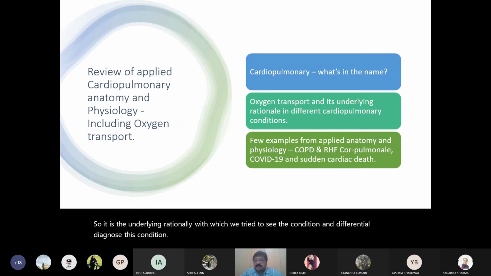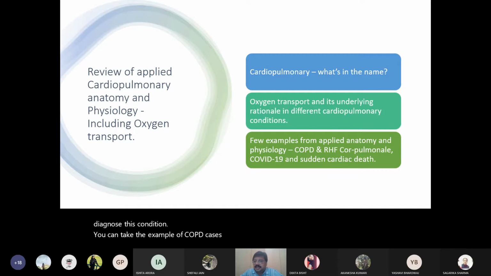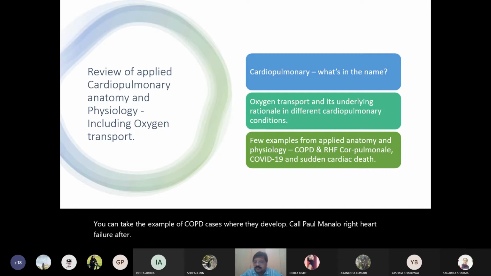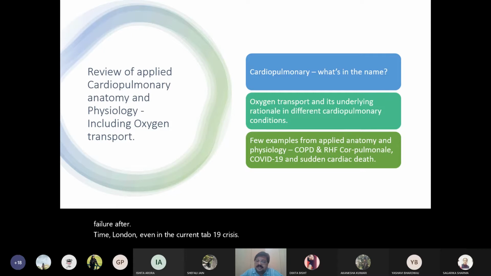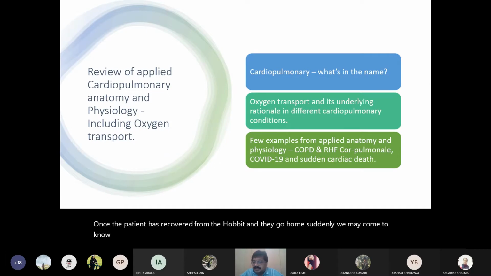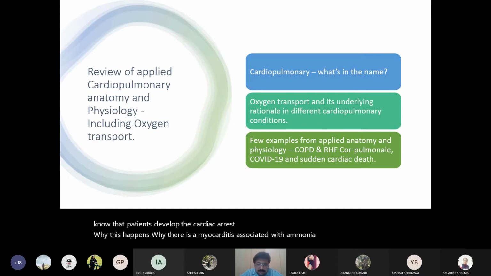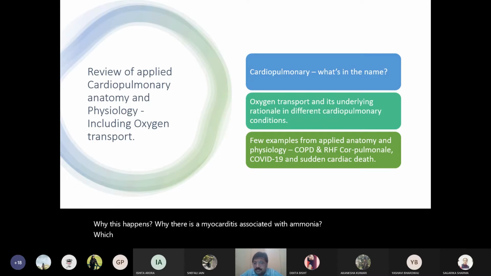You can take the example of COPD cases where they develop cor pulmonale or right heart failure after a time, and even in the current COVID-19 crisis, once the patient has recovered from COVID and they go home, suddenly we may come to know that the patient has developed a cardiac arrest. Why does this happen? Why is there a myocarditis associated with pneumonia, which go hand in hand? So this is something we must take into account.